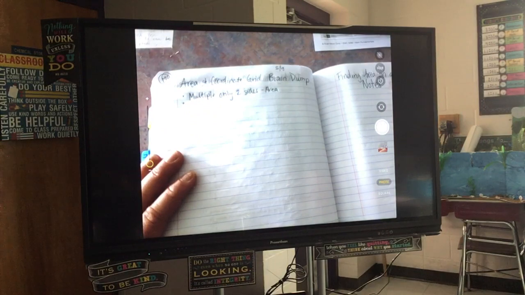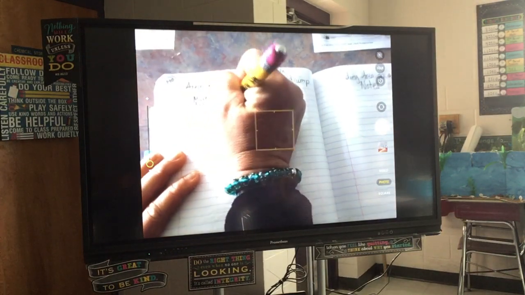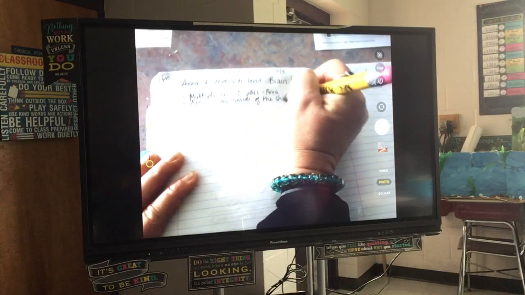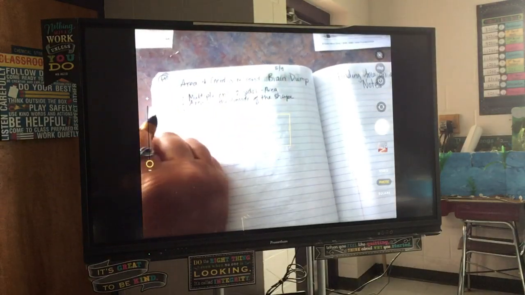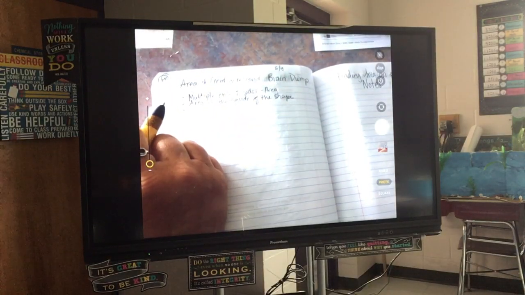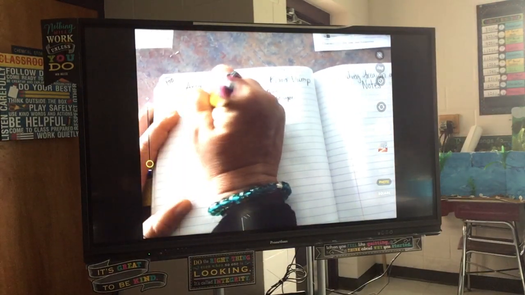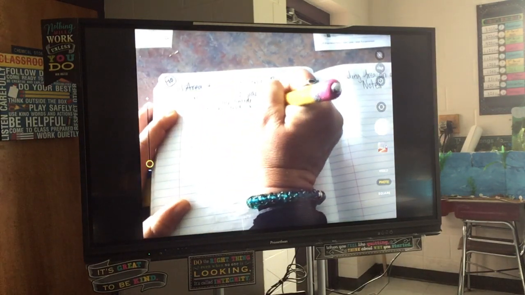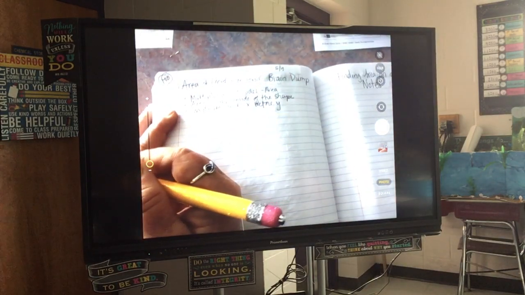Soraya? Area is the inside of the shape. Y'all gotta speak up. Area is the inside of the shape. Okay. Alright, what else? Isabel? For the coordinate grid, x goes before. Okay. Alright, what else? When finding the area of a triangle, you use base times height divided by 2.